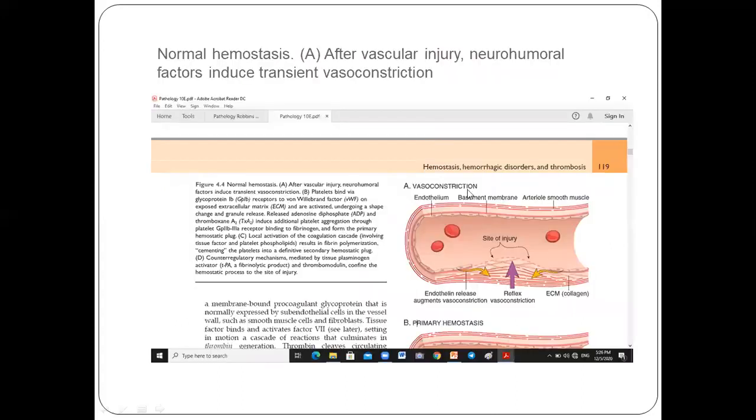You can see the figure here. This is transient vasoconstriction. Due to the reflex vasoconstriction, endothelin release augments vasoconstriction. This is the site of injury. After this, it is normal. After vascular injury, neurohumoral factors induce transient vasoconstriction.